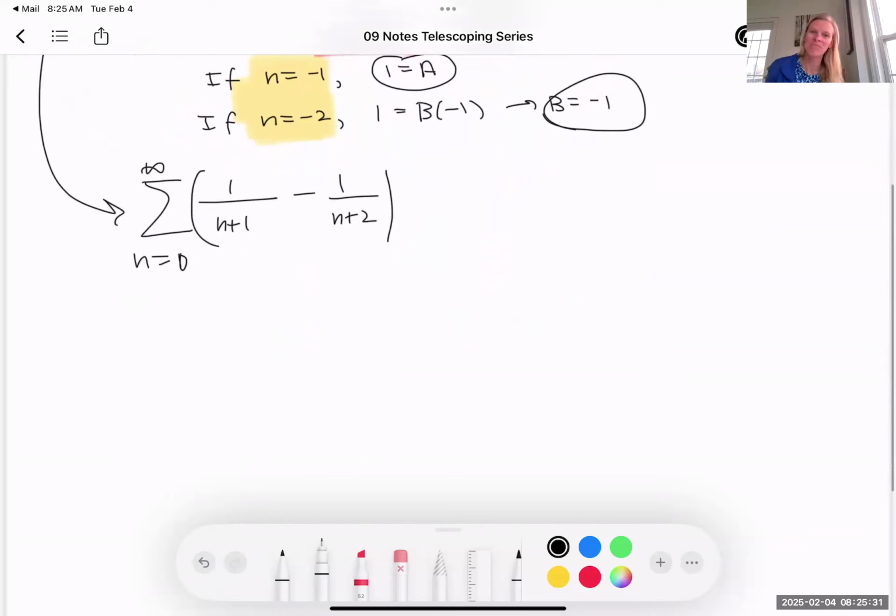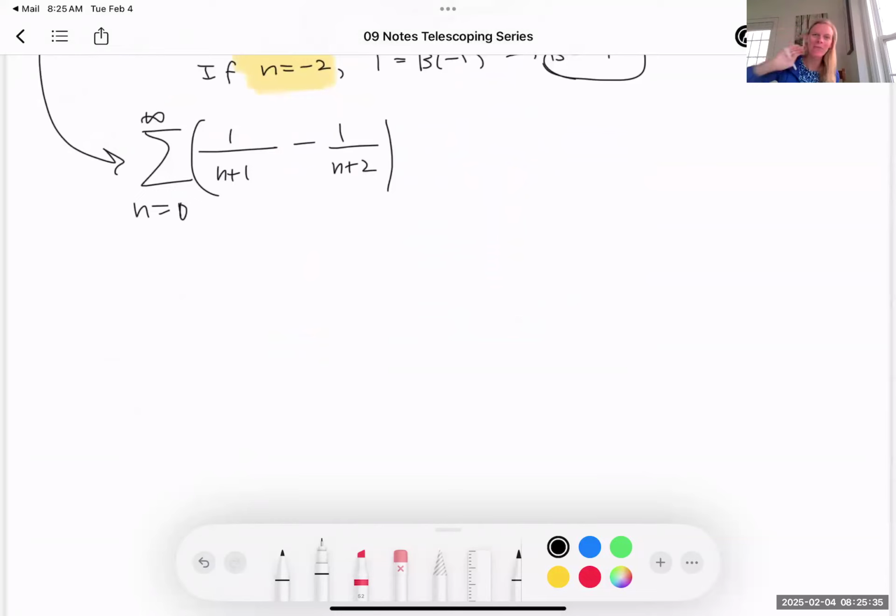Okay, so this might not seem useful yet, but what we're going to do now is start writing out the terms of the series, and the terms are really going to be the same. They're just going to be written differently because now we've decomposed the structure of the individual terms.